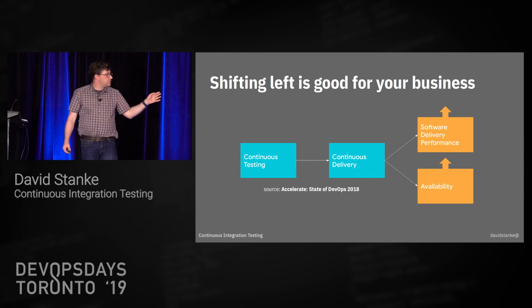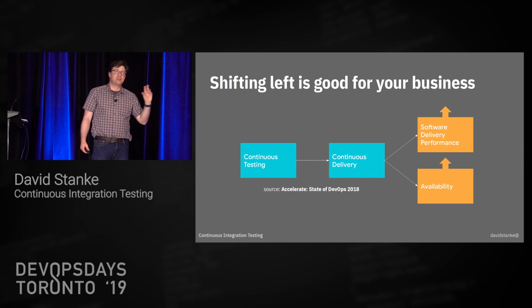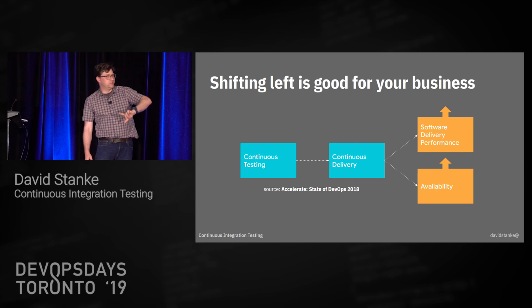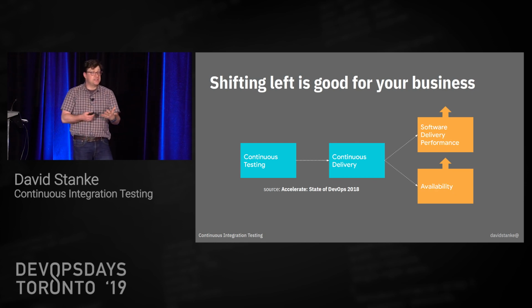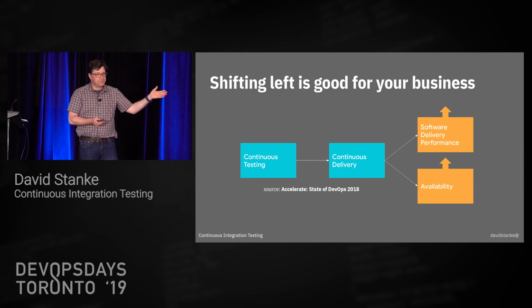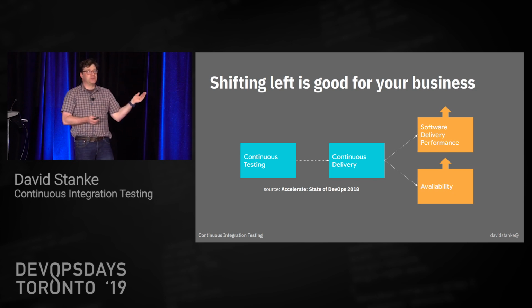These are the results of some study by Nicole Forsgren, Jez Humble, and the DevOps Research Assessment, DORA, who puts out this State of DevOps report every year, and a great book called Accelerate, if anyone hasn't read that. And what they have shown using science is that continuous testing predicts continuous delivery, which predicts things we care about. Software delivery performance, meaning how fast we get our code out to our users, and availability, meaning the uptime of our servers. So basically, testing early and often leads to positive business outcomes.